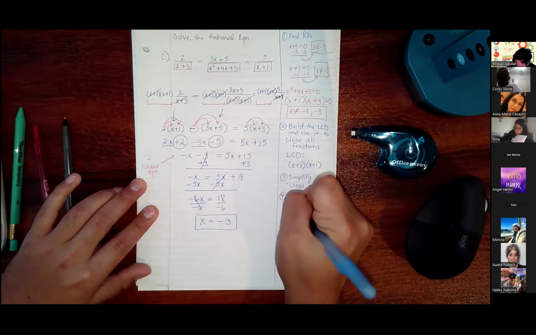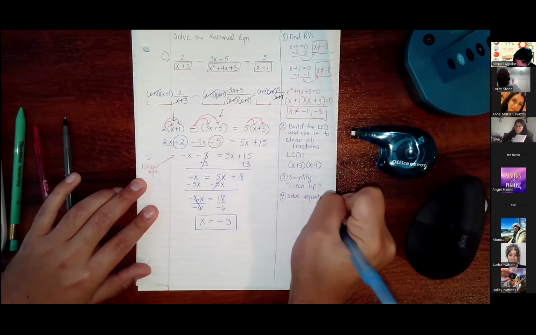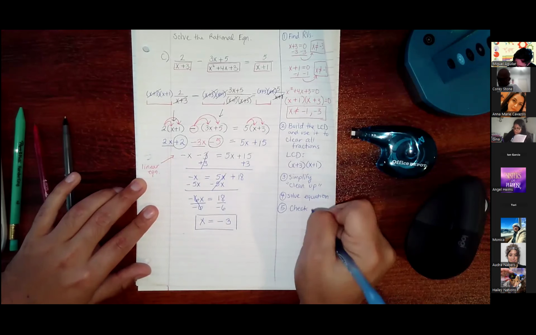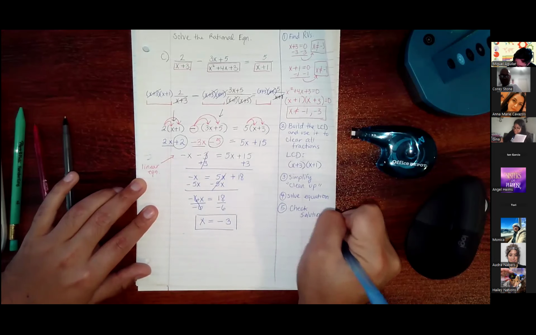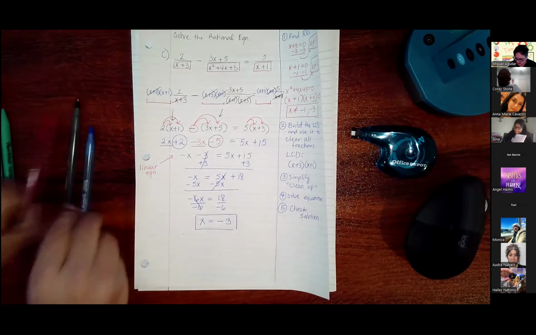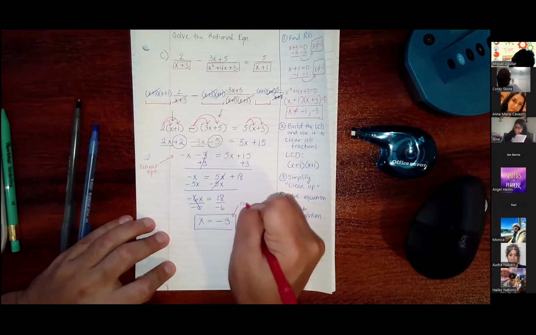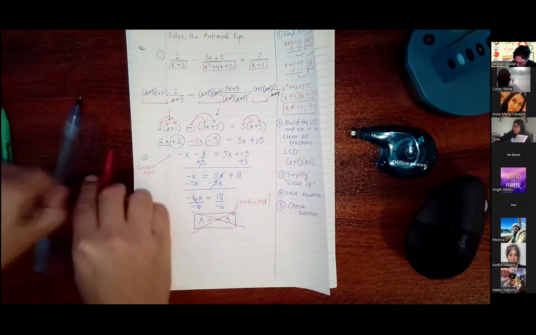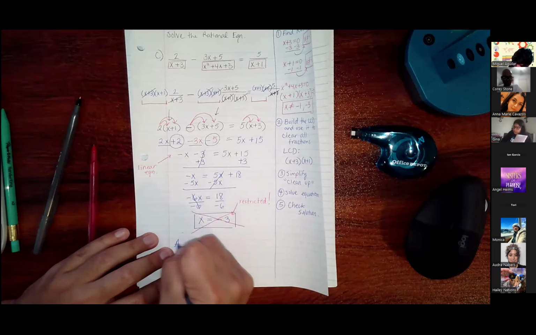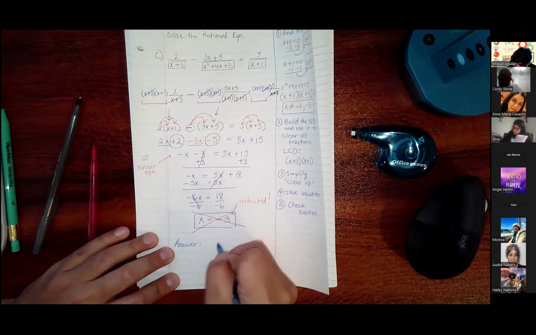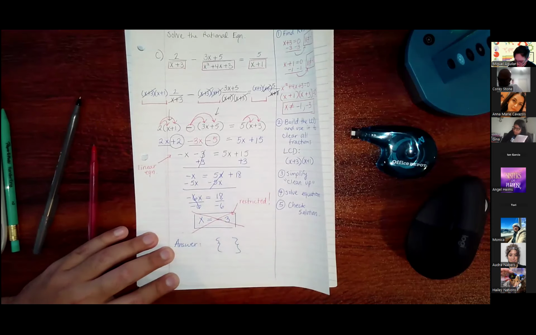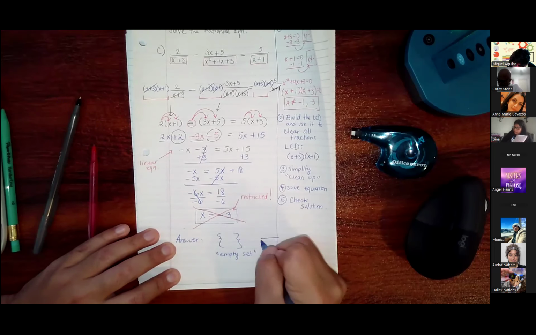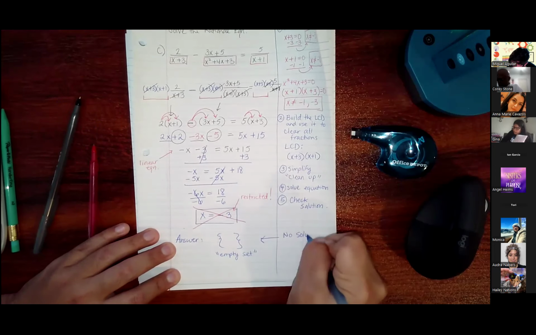So the fourth step is really to solve the equation. And then the fifth thing we need to do is check. Is -3 restricted? Yes. It is. So since this is restricted, then I'm going to throw it away and I'm going to say the answer that you're going to put in Alex is the empty set, which is just a funny way that mathematicians say that there's no solution.